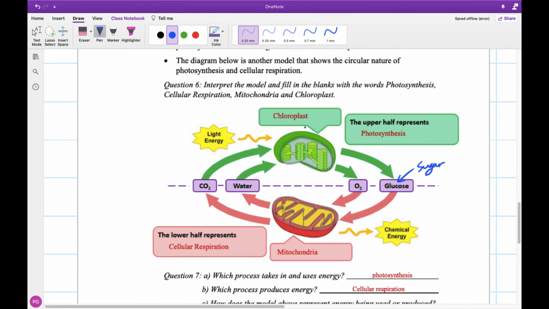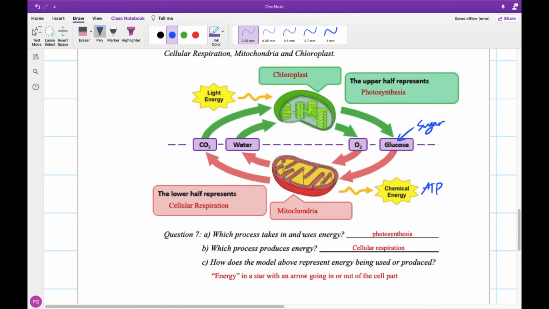So this top part, this is our chloroplast, and this represents our photosynthesis. The bottom right here is our mitochondria taking in oxygen and sugar, and then producing water, carbon dioxide, as well as some chemical energy, which eventually gets converted into ATP. So this lower half represents our cellular respiration, and you'll see that this forms a cycle, that it just continues and goes round and round and round.